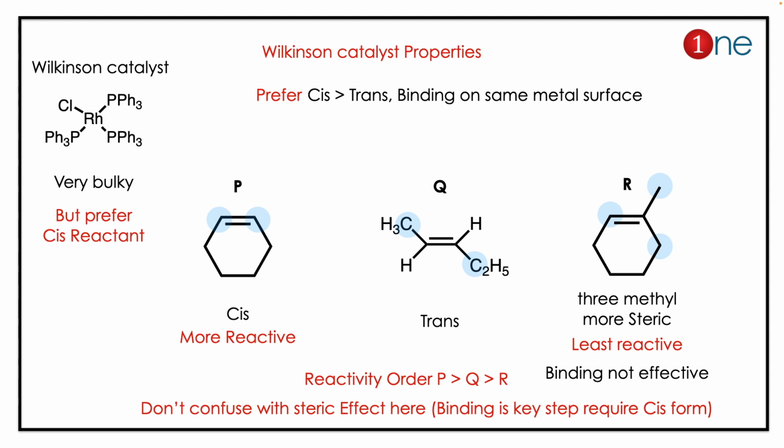So if you look at it, P is a very reactive one because it doesn't have any steric hindrance, plus it has the cis form. Then Q will come next because its crowding is less. Then the least reactive will be R because it is very crowded, so the binding is less effective. So the steric bulkiness of the reactant decides it. So the order will be P, Q, R.